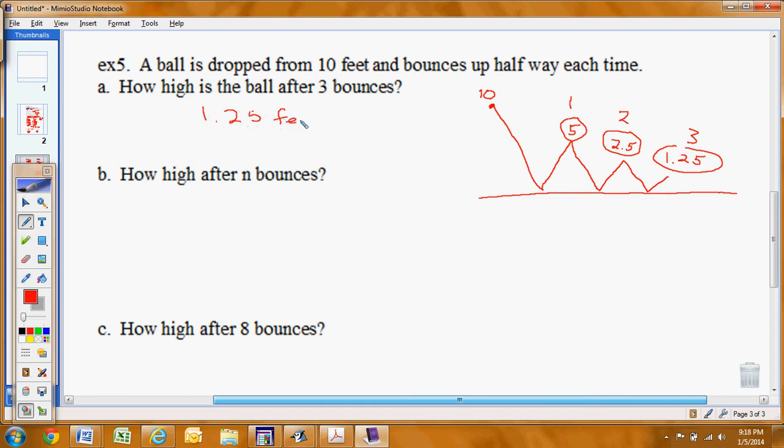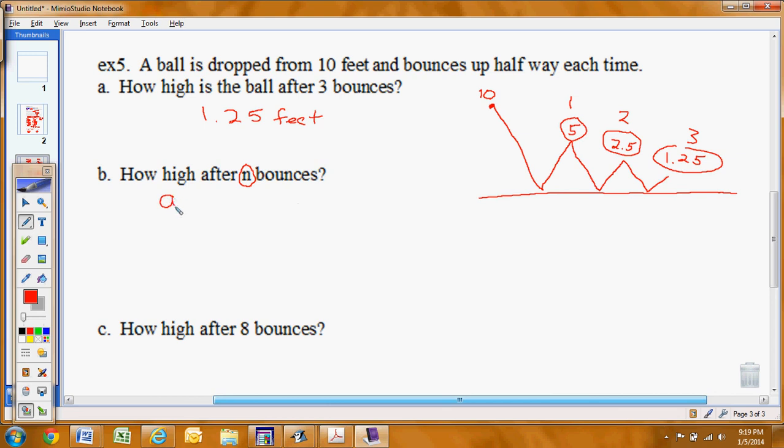No fancy formula needed. Just figure out the problem by reading the words and figuring out how high after n bounces. Now we do need a formula because we're doing it in general. n just means in general, what's the formula to calculate it? Well, this is not a formula, but I did start to generate the sequence. And we have to know it's geometric.